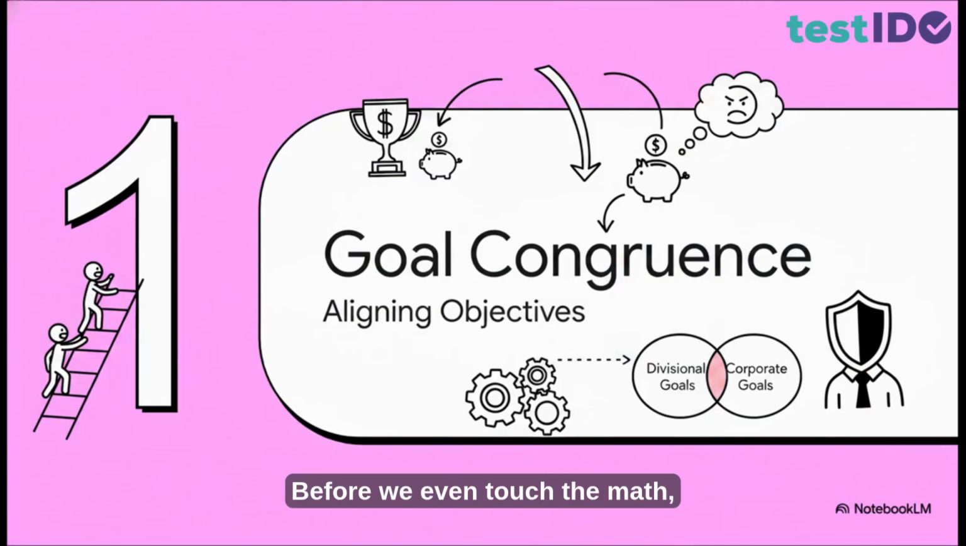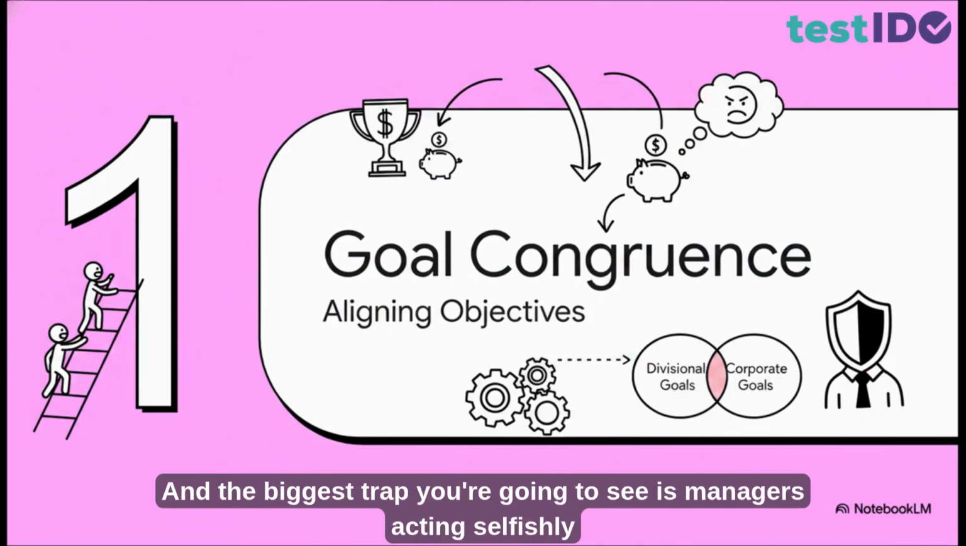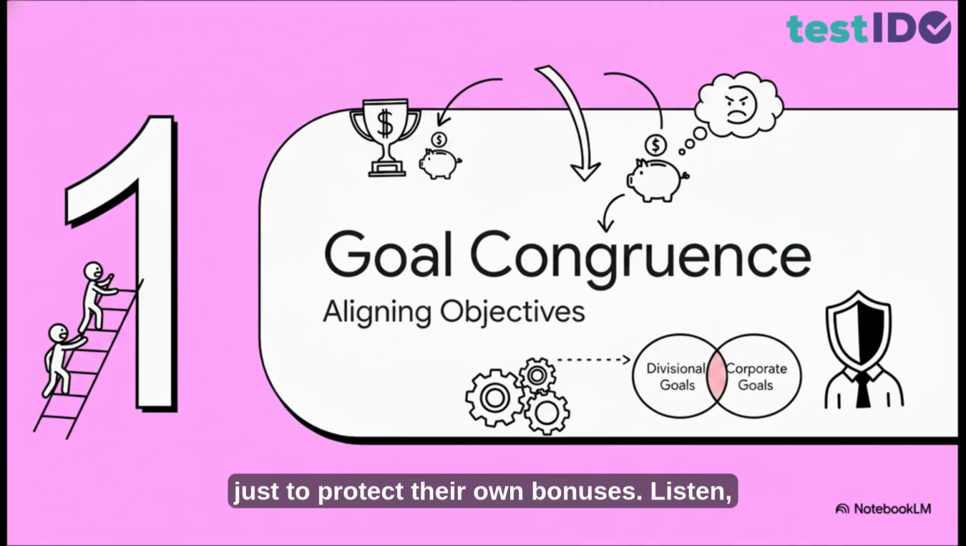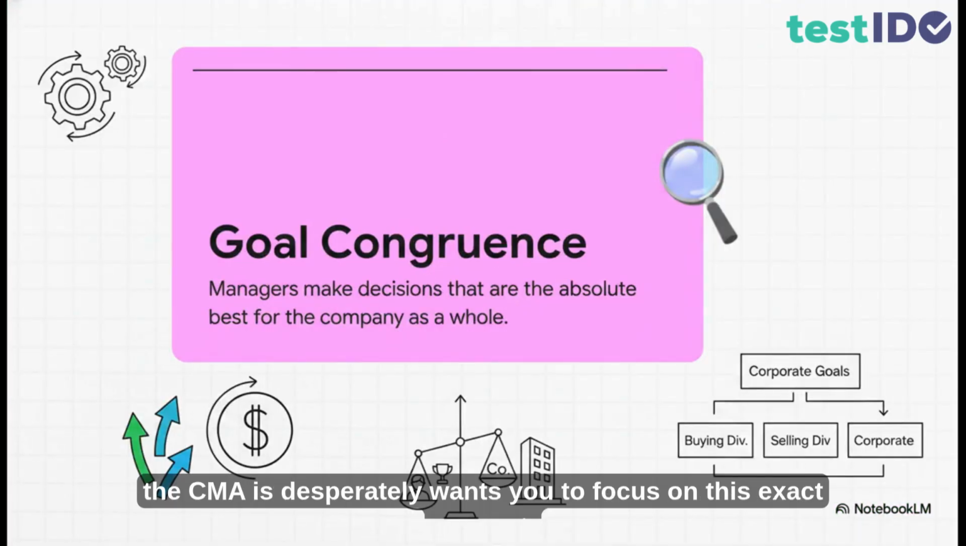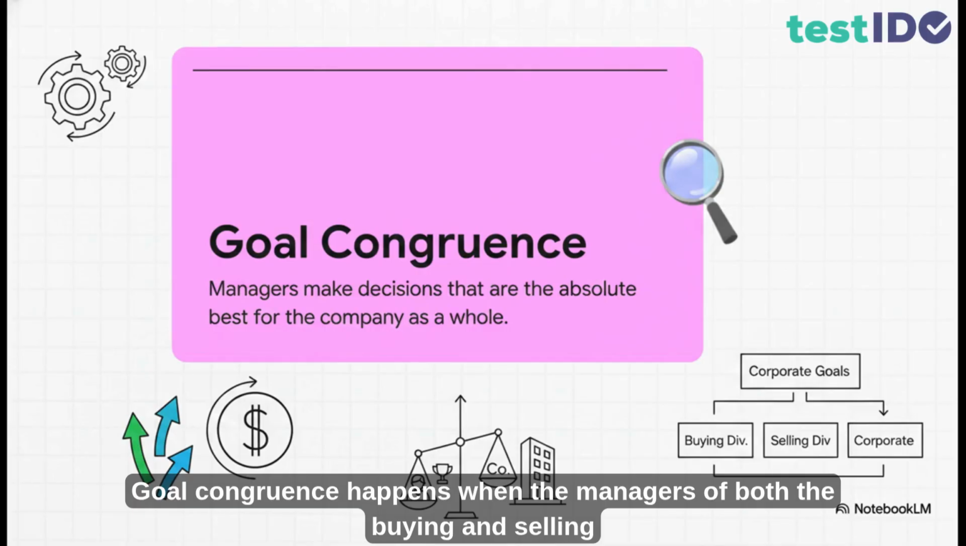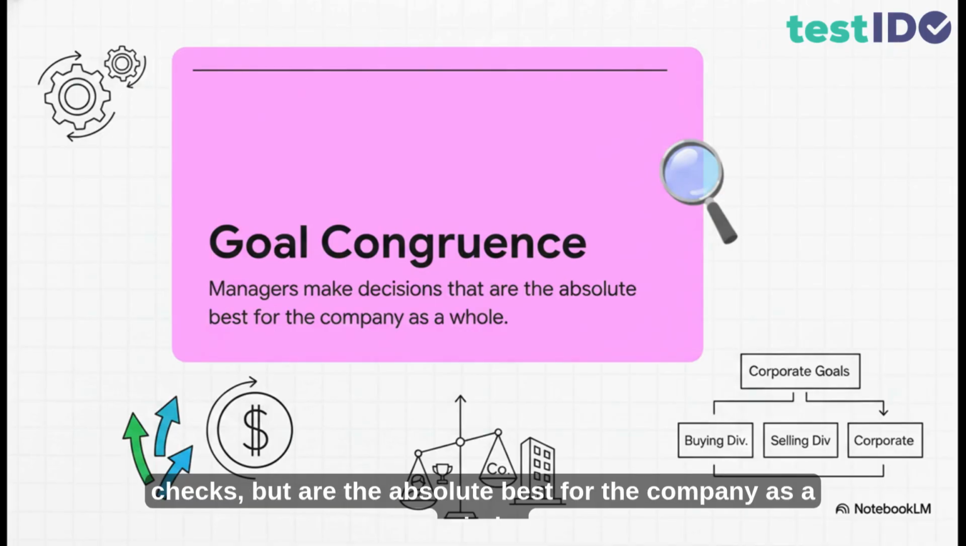Before we even touch the math, we have to understand the psychology behind the exam questions. And the biggest trap you're going to see is managers acting selfishly just to protect their own bonuses. Listen, the CMA exam desperately wants you to focus on this exact concept. Goal congruence happens when the managers of both the buying and selling divisions make decisions that aren't just good for their own individual bonus checks, but are the absolute best for the company as a whole.